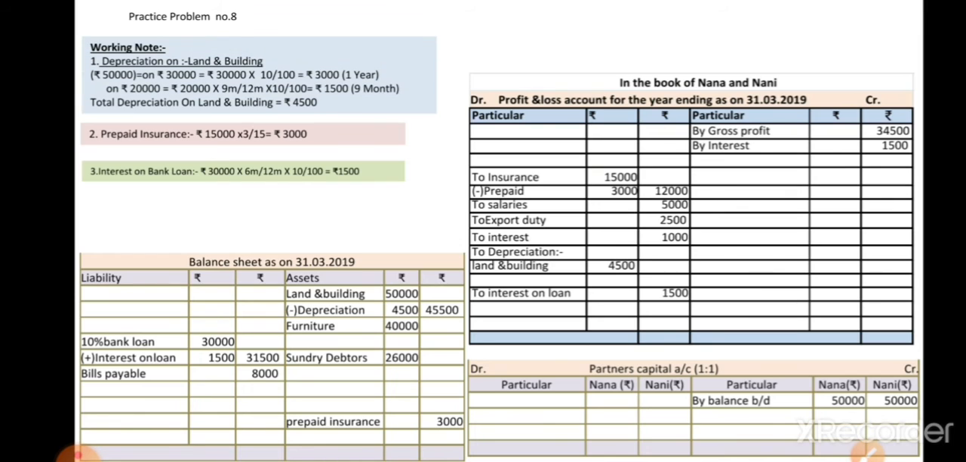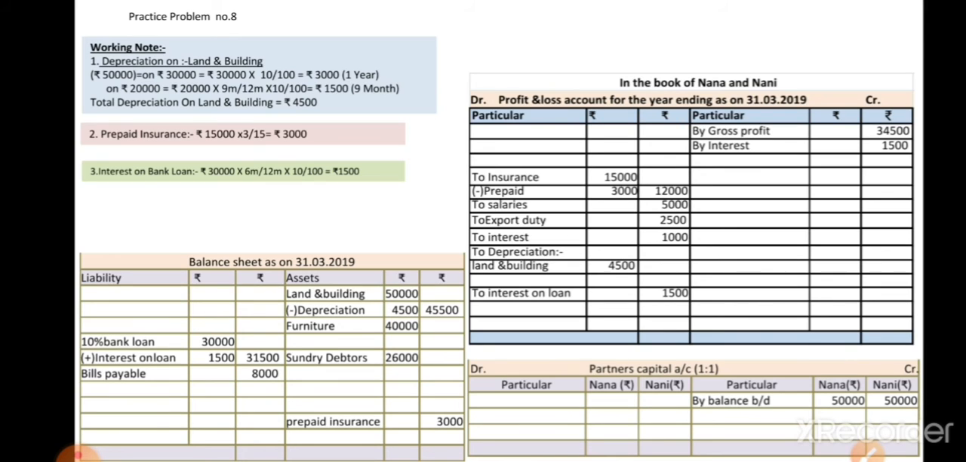How is it calculated? The working note related to the depreciation on land and building is available in front of you. Total land and building is 50,000. Of that, 30,000 of land and building we used for the full year, so we calculate the depreciation for the full year. 30,000 into 10 divided by 100, so we get the depreciation on 30,000, that is 3,000. And the remaining amount, 20,000, we purchased on 1st July 2018.